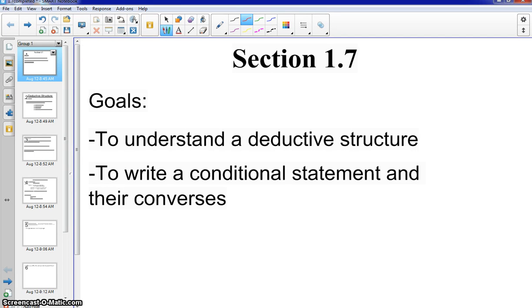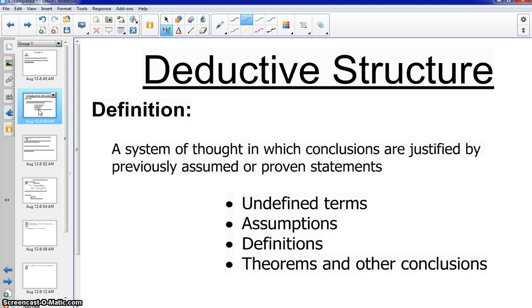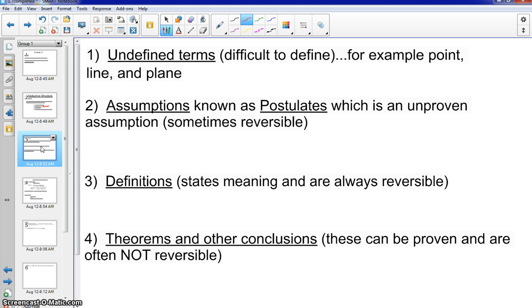Today we're going to talk about section 1.7 dealing with the deductive structure. What is a deductive structure? It is a system of thought in which conclusions are justified by previously assumed or proven statements. It consists of undefined terms, assumptions, which we call postulates, definitions, and theorems. Let's take a look at these items in a little bit more detail.